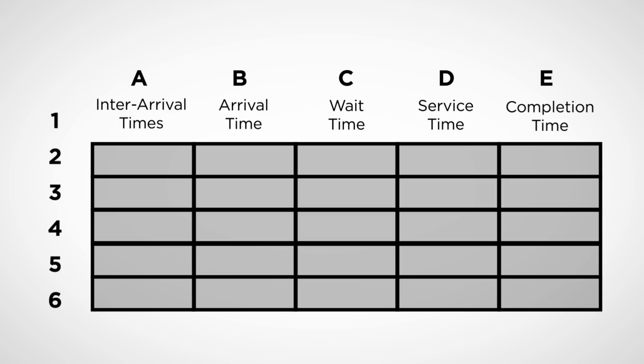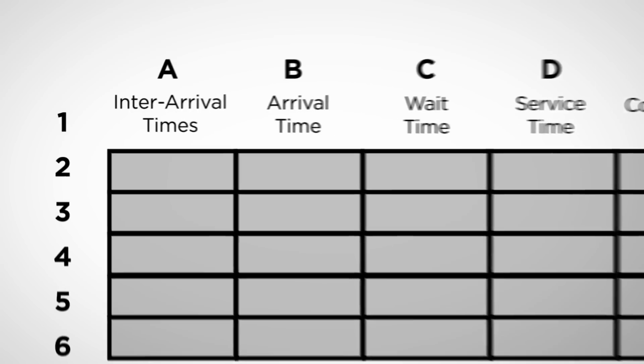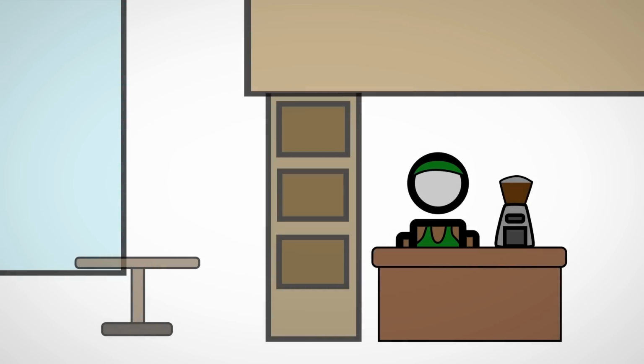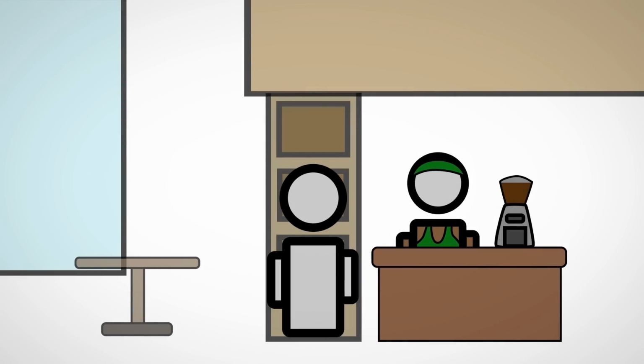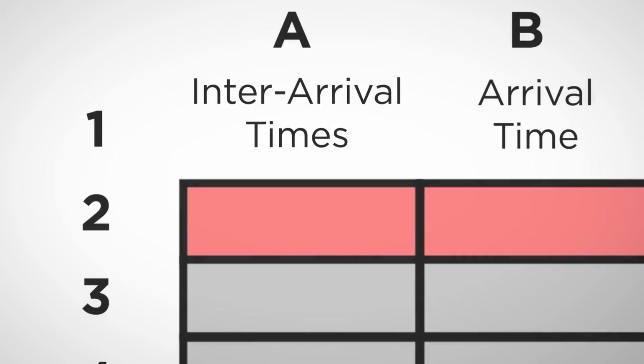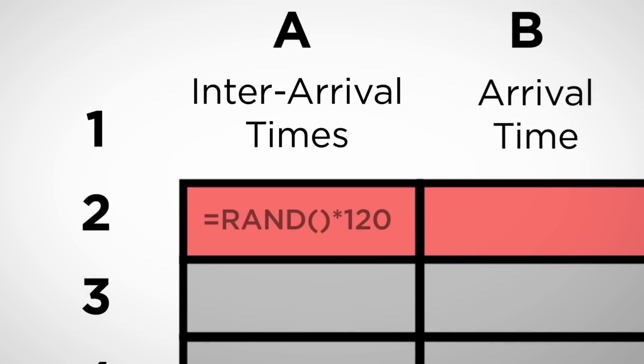So let's start filling out the spreadsheet. In position A2 in the spreadsheet, we're going to put the first customer's inter-arrival time. This is the first customer, so the inter-arrival time is actually the same thing as the arrival time, and we know it's uniformly distributed between 0 and 2 minutes. So we're going to use everything in seconds here to make sure that everything is in the same unit. So the inter-arrival time of the first customer is going to be random between 0 and 120 seconds.